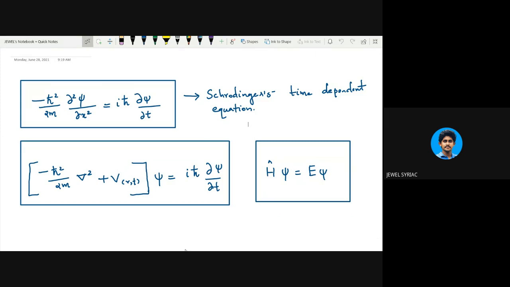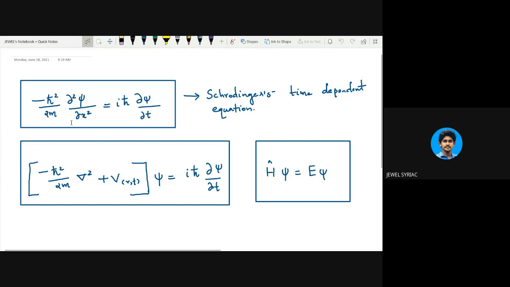What is the meaning of this equation? What does this equation tell us about the behavior of the particle? It shows the spatial variation. That means this contains a term called dou square psi by dou x square. If we represent this expression in three dimensions, it will look like this. And this represents Schrodinger's time dependent equation for the case of a particle moving in a potential field.